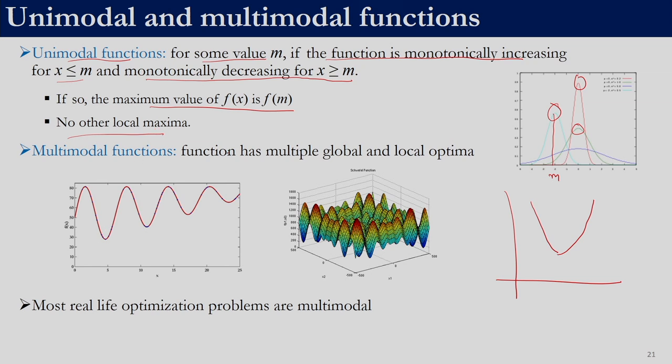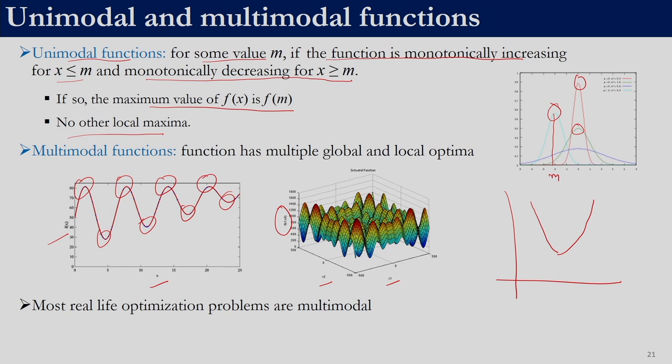These are examples of multimodal functions. For example, as x increases, here it is increasing, then it is decreasing, and as x keeps increasing, it starts to increase again. Here we have multiple peaks and multiple valleys. This plot shows one dimension, where the plot is between x and f of x. Here it is between x1, x2 and f, so it's a 3D plot.